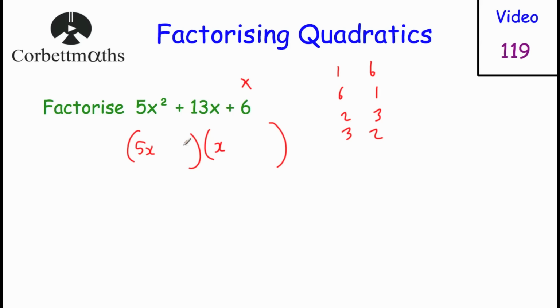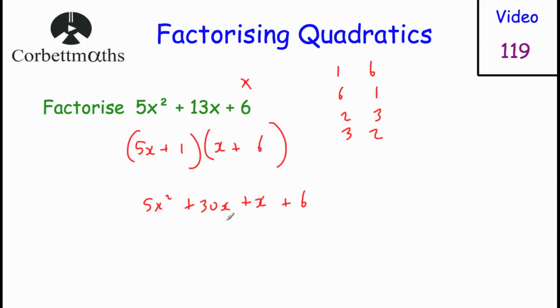So if we were to put that in the brackets where there's a 1 here and a 6 here, so plus 1 and plus 6, and if we expanded our brackets, we would get 5x times x, which is 5x squared, which is fantastic. We would then have 5x times 6, which is 30x. So that's a bit of a problem because that's quite large. Then we've got 1 times x, which is plus x. And then finally, we've got 1 times 6, which is plus 6.